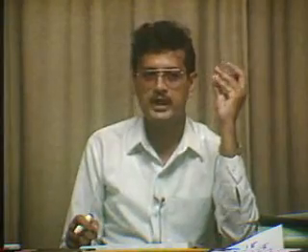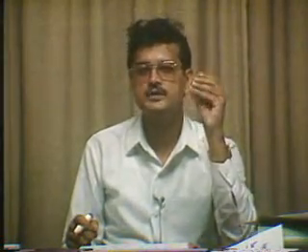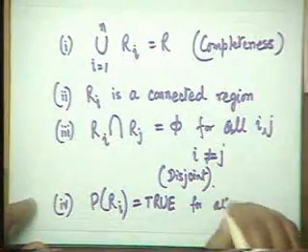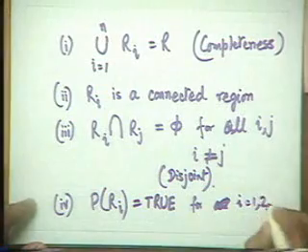And this property should hold good for all the different regions. That means when I define other regions, with i equal to 1, 2, 3, 4, every region must fulfill this property. The pixels within that region must have the common similarity property. So this must be true for i equal to 1, 2, etc.